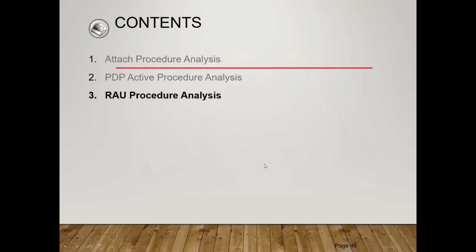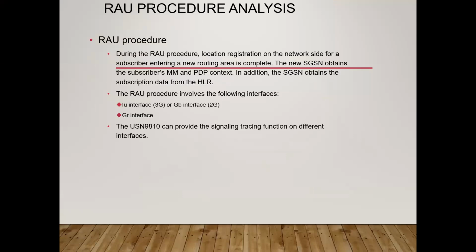So next we'll come to 3G routing area update procedure. As we discussed, routing area update procedure is location registration on the network side for a subscriber entering a new routing area. The new SGSN obtains the subscriber's mobility management and PDP context from the old SGSN, and it obtains the subscription data from HLR. So the interfaces involved are the IU and GB interface, the GR interface, and then there is the GN interface as well between one SGSN and another. This is if you're talking about inter-SGSN routing area update, and this trace can be enabled at the SGSN end.